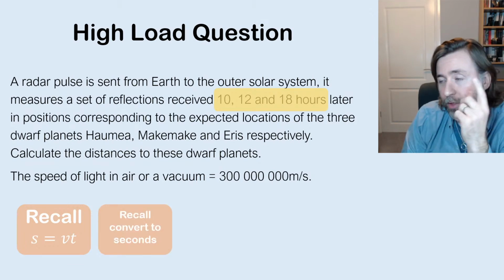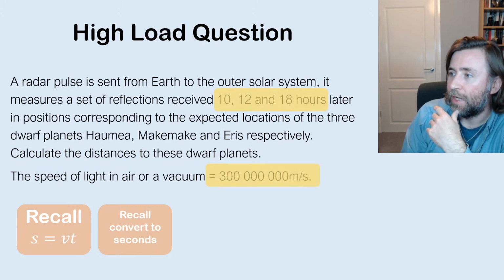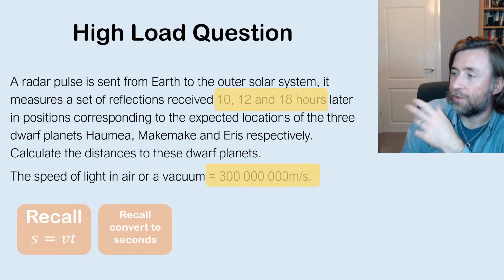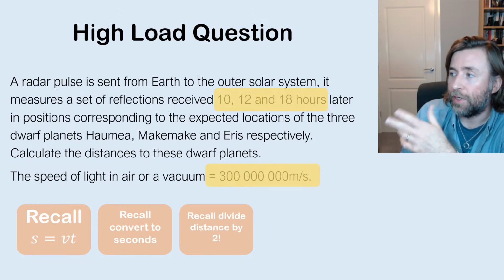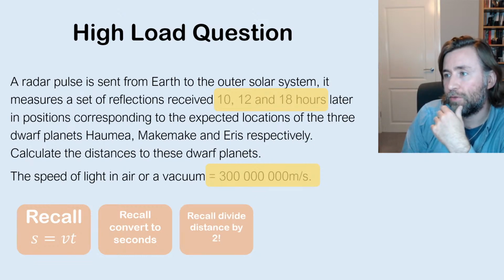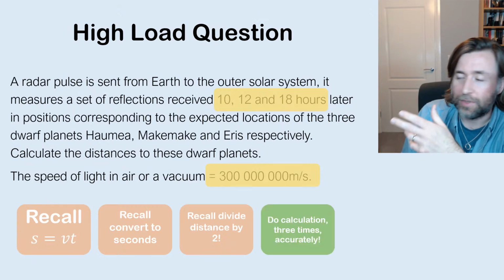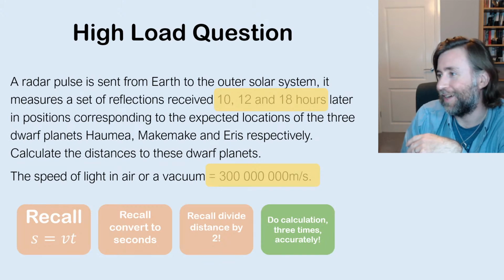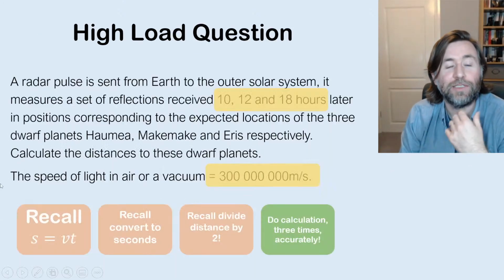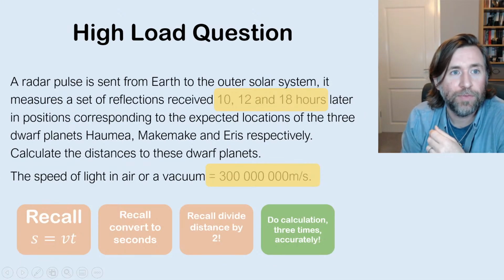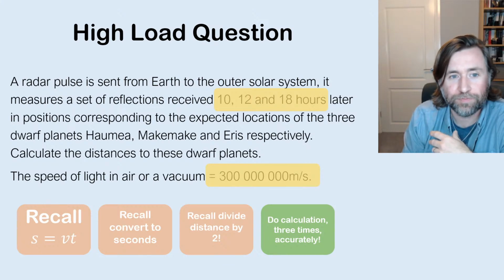And then you have to remember to convert those times, which are in hours, into seconds. And then you have to get the information, which is the speed of light. They've told you that there. And you have to remember, once you've calculated the distance, to divide that distance by 2, because the wave has gone there and back. And then you have to actually do the calculation 3 times and do it accurately. So those are the reasons. That is a reason why something is a high cognitive load question, because you're having to think about all of those 4 things at once.